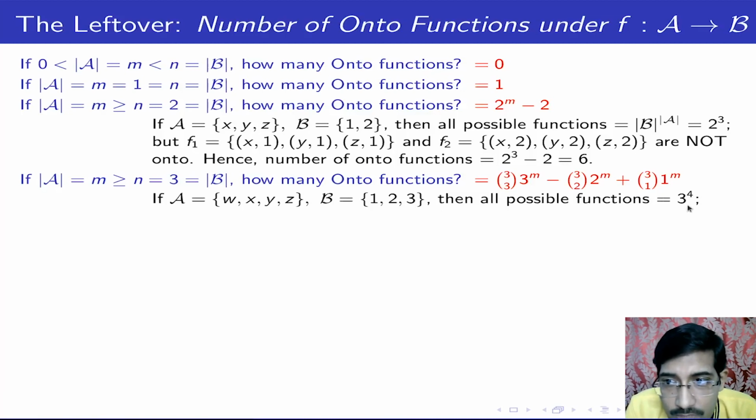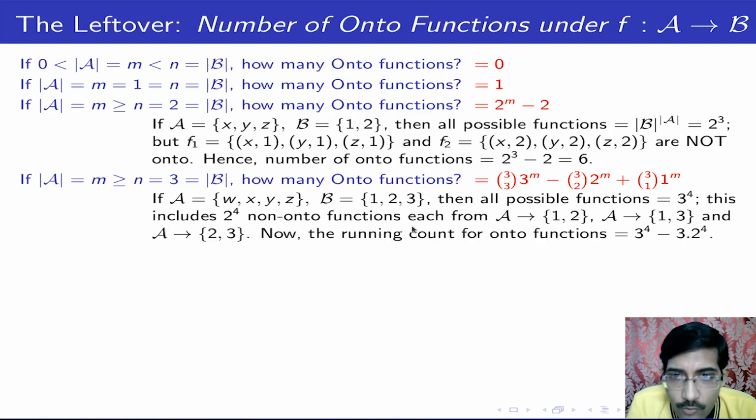So I have to remove these sets from here. So therefore the map, so how many such functions are there? Since this is of 2 elements, 4 to 2 I have just computed, it will be 2 to the power 4 non-onto functions, each from this, and from here. So it is 3 into 2 to the power 4 non-onto functions which map elements of A into 2 element subsets, leaving 1 element. So the running count of onto functions reduces to this much.